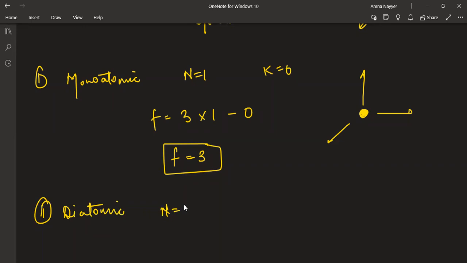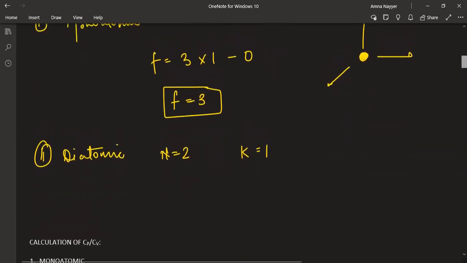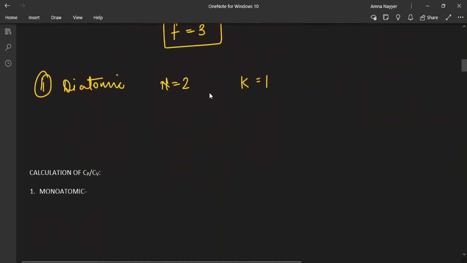See, number of molecules will become 2. Now, one rotation is permitted in diatomic. Fine, because for rotation we always need an axis, and here we do not have an axis.